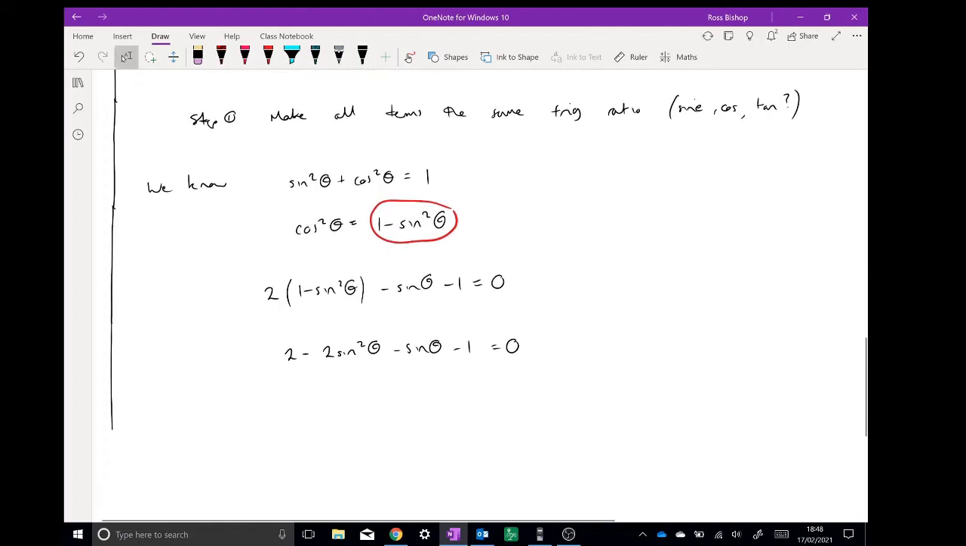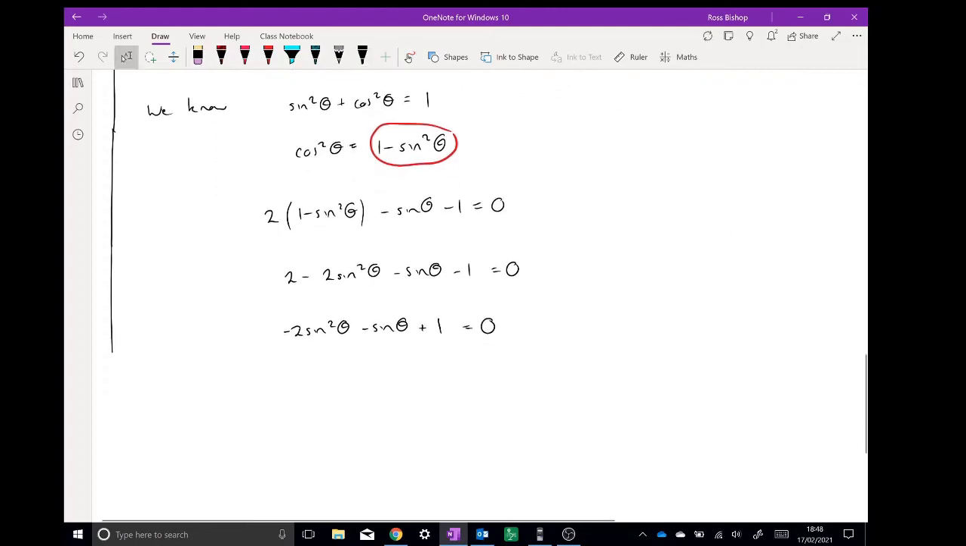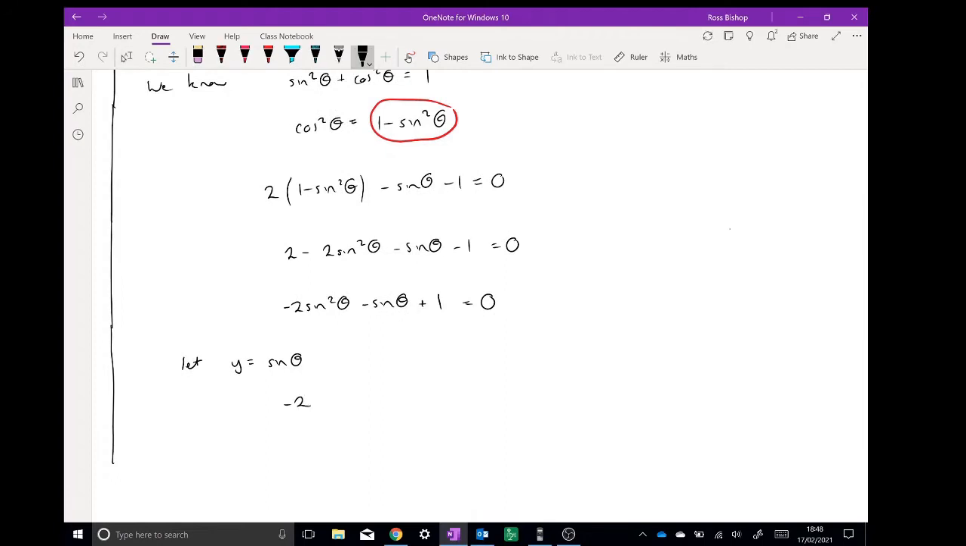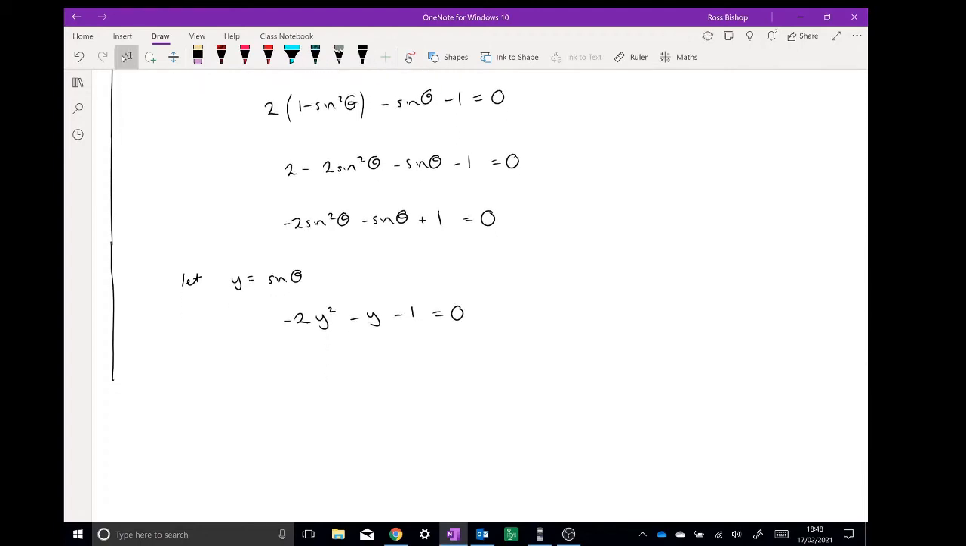Okay, let's simplify it a little bit. That becomes plus 1 equals 0. And at this stage I've got a quadratic, a secret quadratic. So if you watch the last video, the tip here is to say something like let y equals sine theta. So I end up with 2 minus 2y squared minus y minus 1 equals 0. And I can solve this like a quadratic.